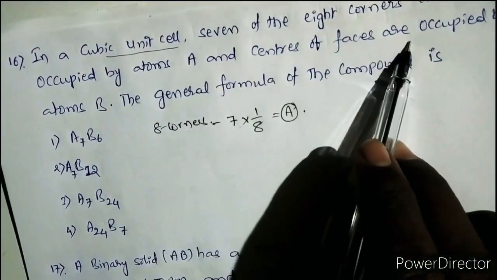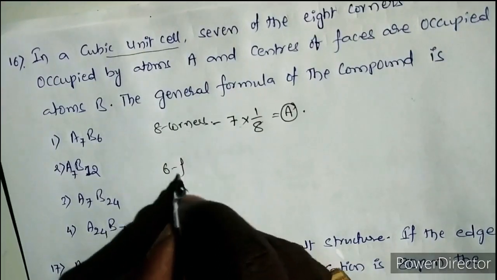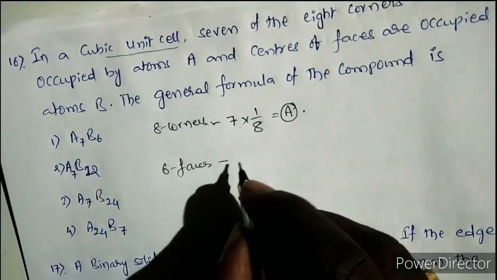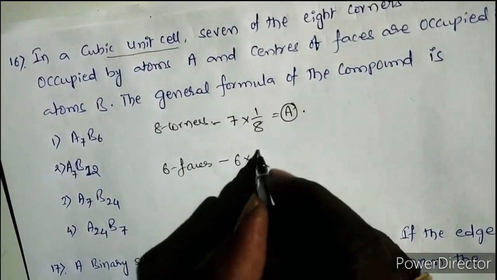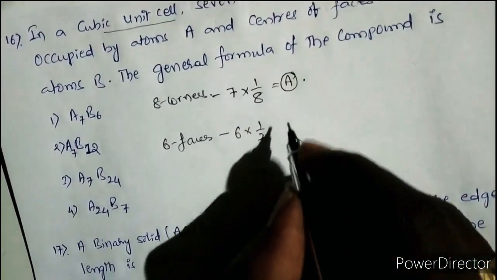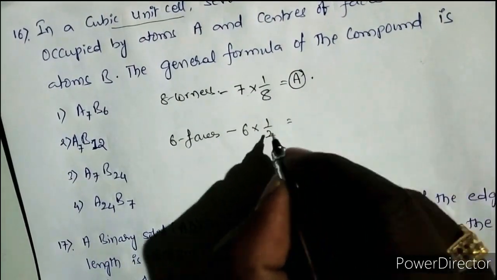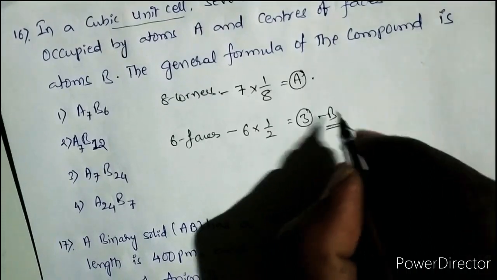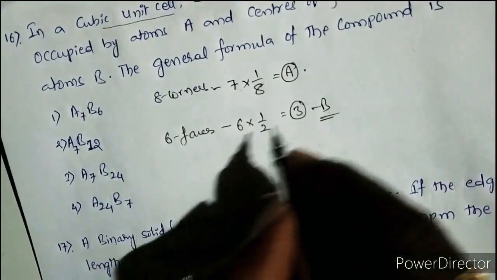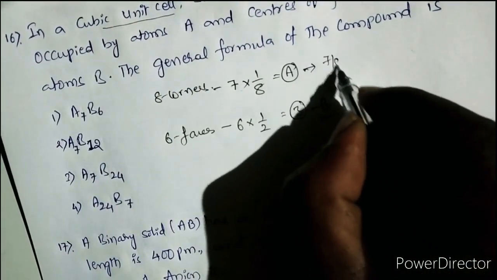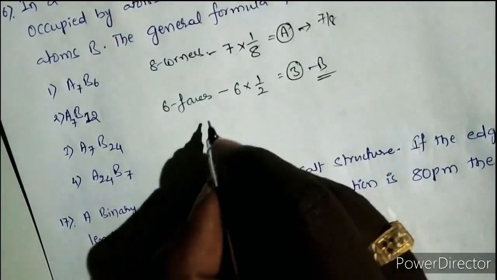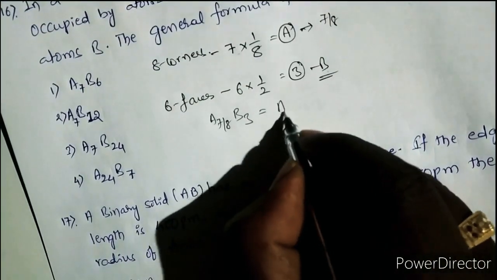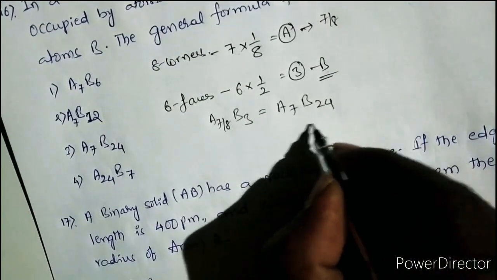And the centers of the faces. How many faces are there? 6 faces are there in a cubic unit cell. And each face center's contribution is half, so 1 by 2 times 6 is equal to how much? It becomes 3, right? Now they are asking the general form of the compound. A is 7 by 8 and B is 3. Now I'll write here A 7 by 8, B 3. What is your answer? A 7, B 24.